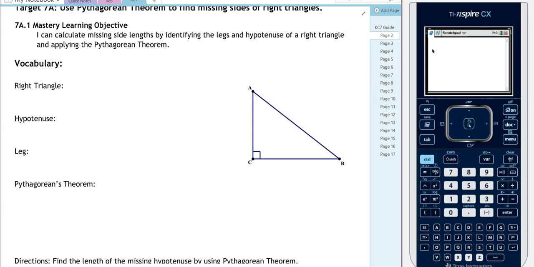Hey guys, in this video we're going to be starting KC7. Our first learning objective for 7A.1 is I can calculate missing side lengths by identifying the legs and hypotenuse of a right triangle and applying the Pythagorean theorem.